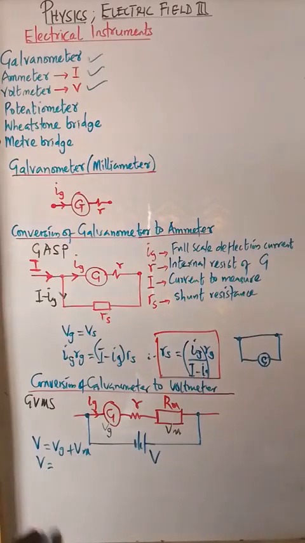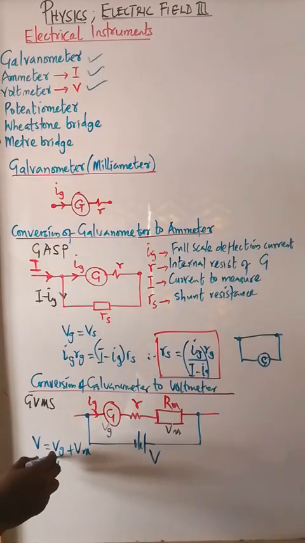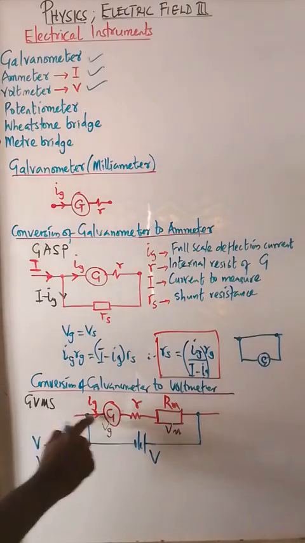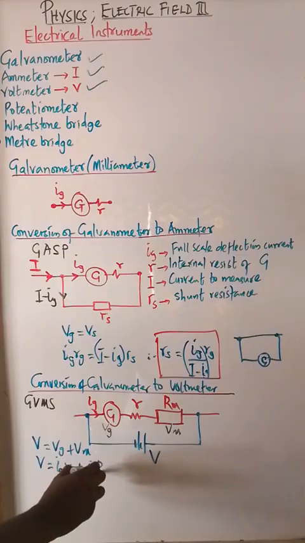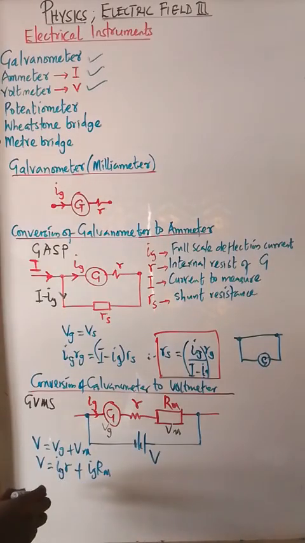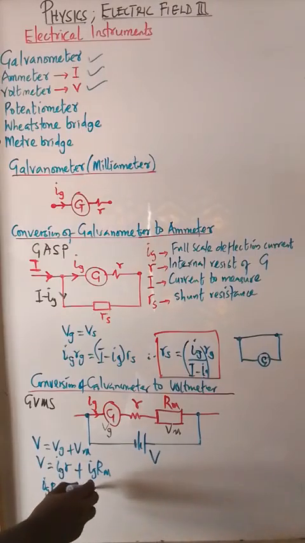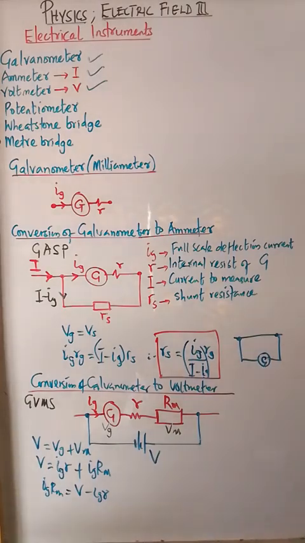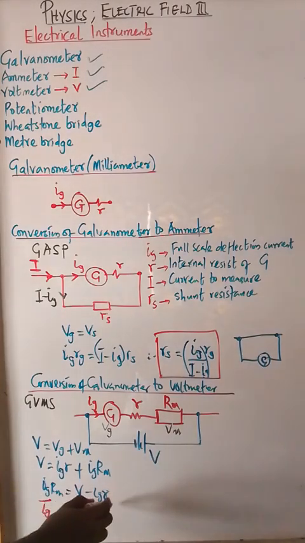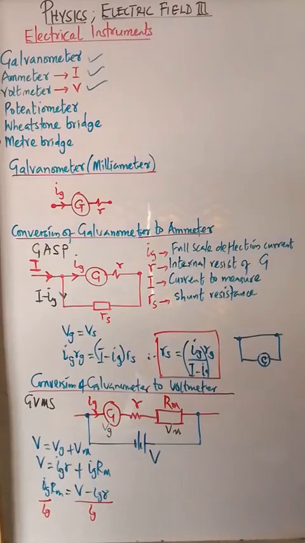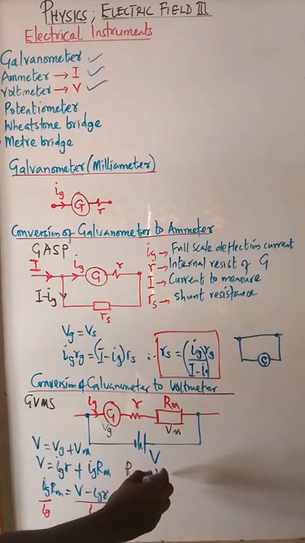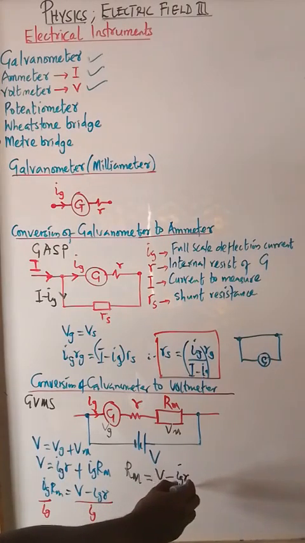Total voltage V was IR. So Vg was Ig times R, the internal resistance of the galvanometer, plus Vm, and the current is still Ig for it too. Ig times Rm. Suppose our aim is to get Rm. From here, Ig Rm, we take something to the other side, equals V minus IgR. So to get Rm, we divide by Ig, this over Ig. So from here, the multiplier resistance Rm becomes V minus IgR over what?